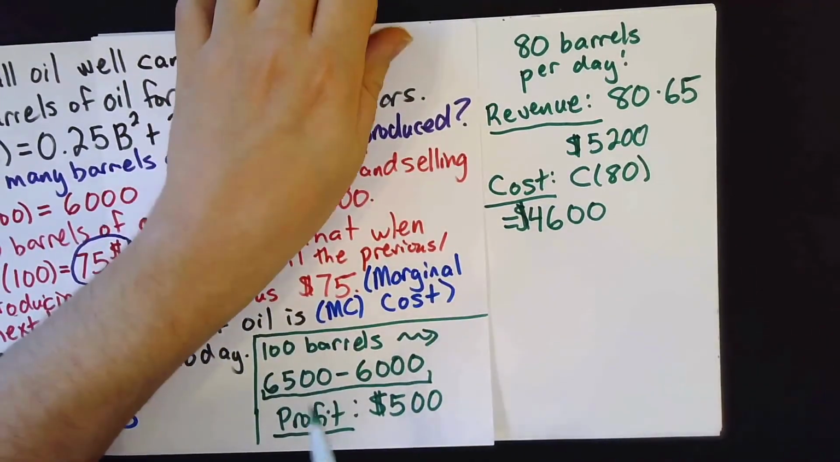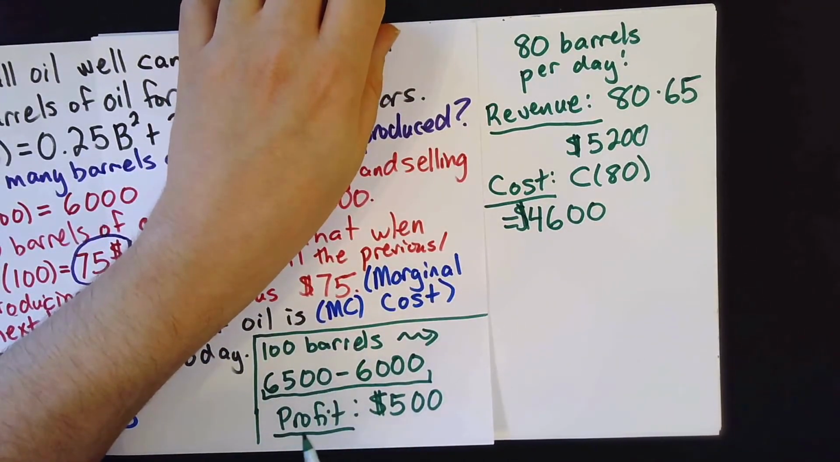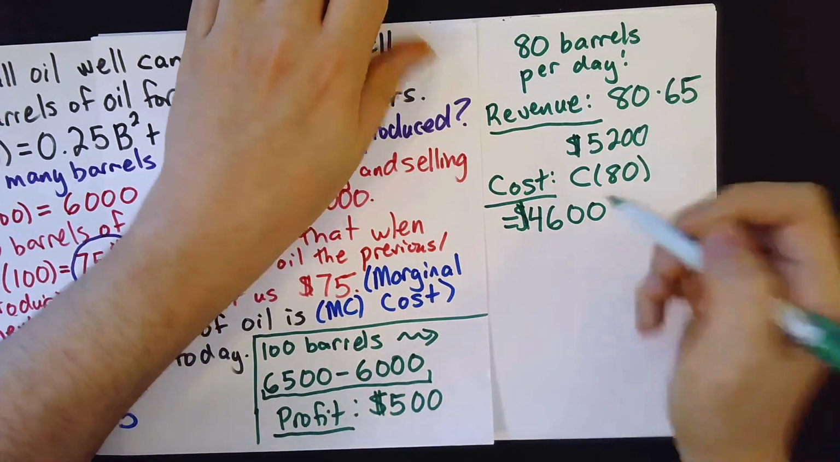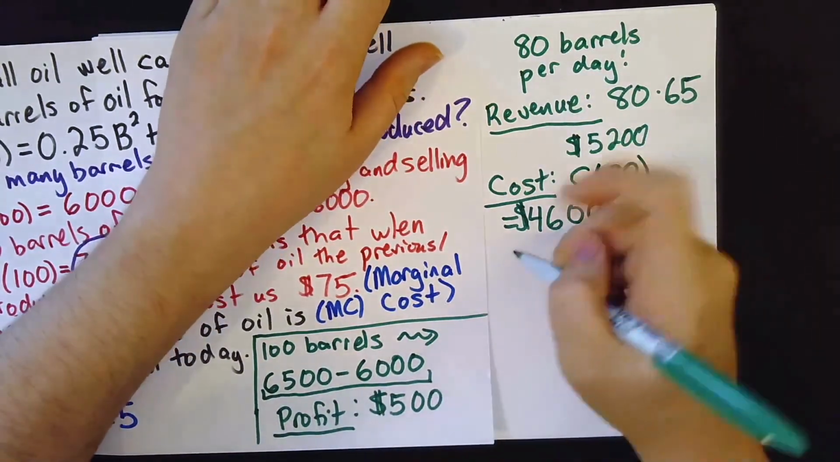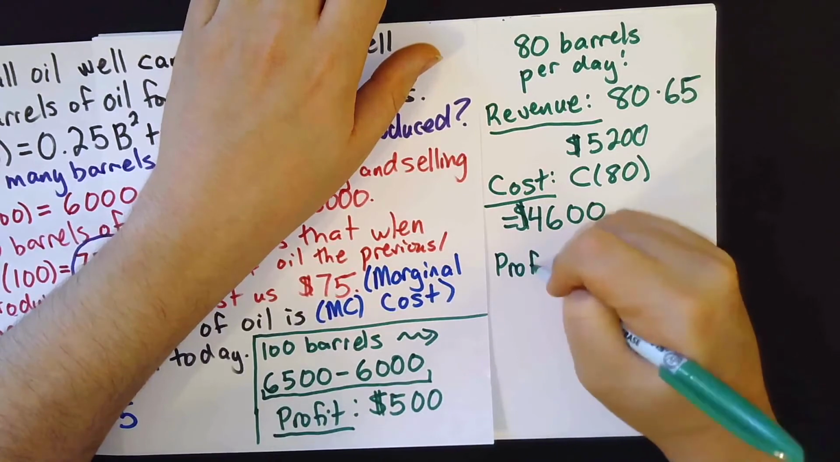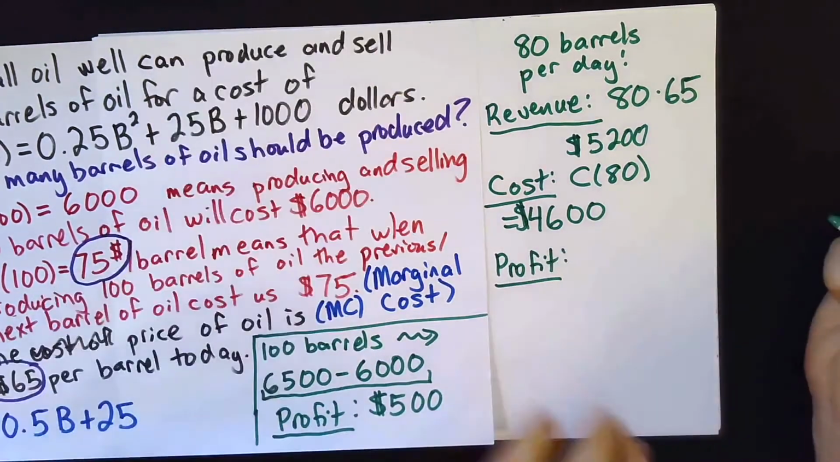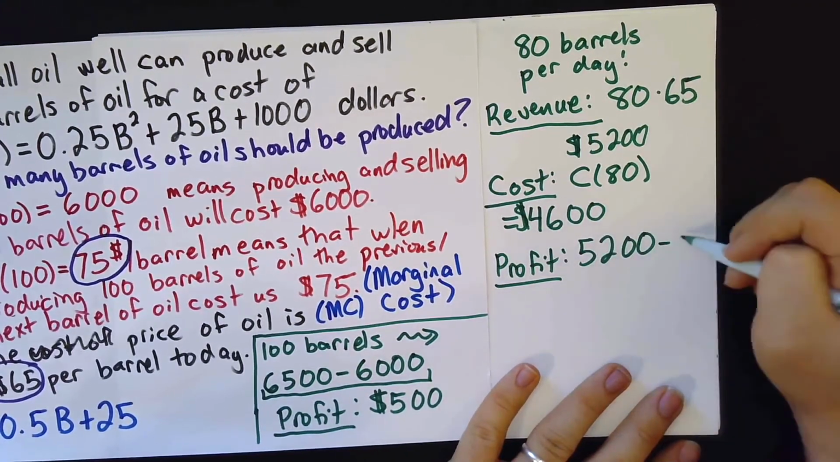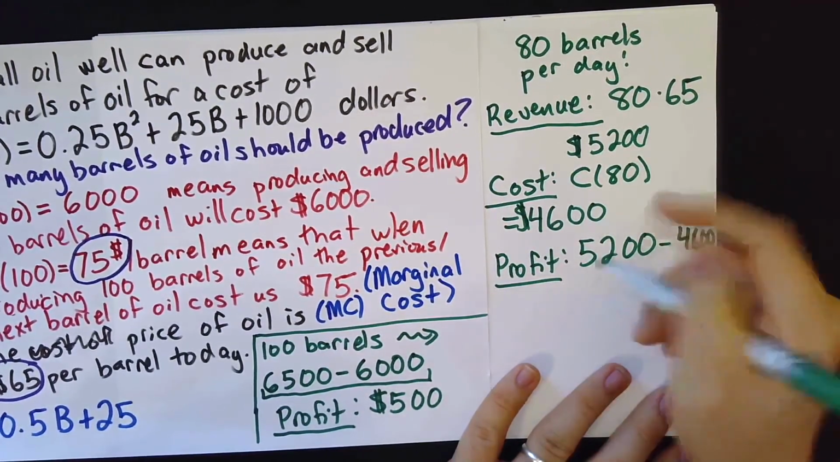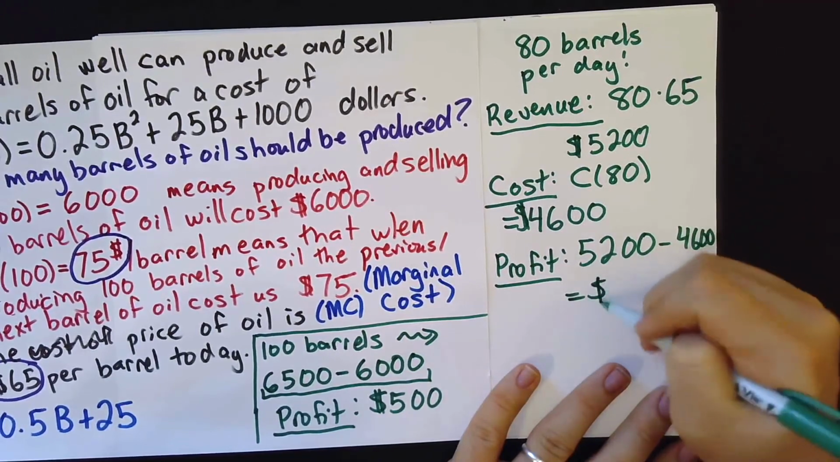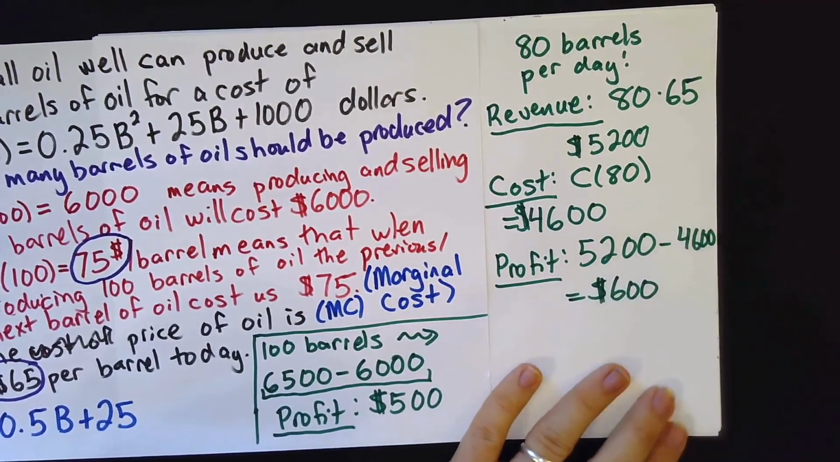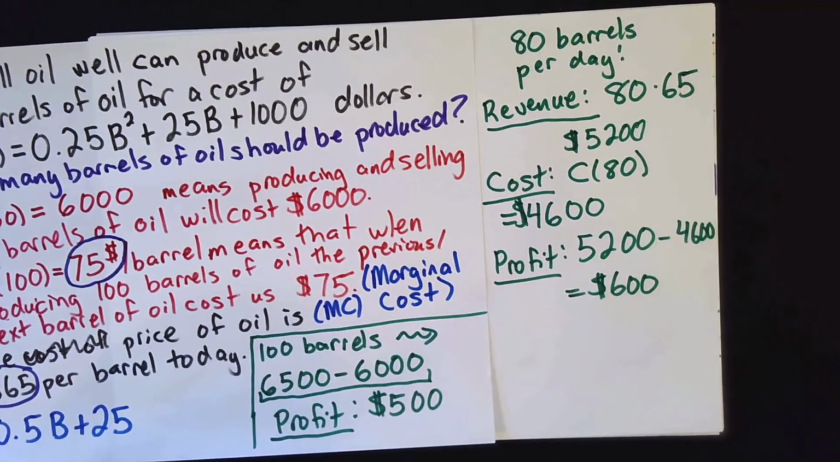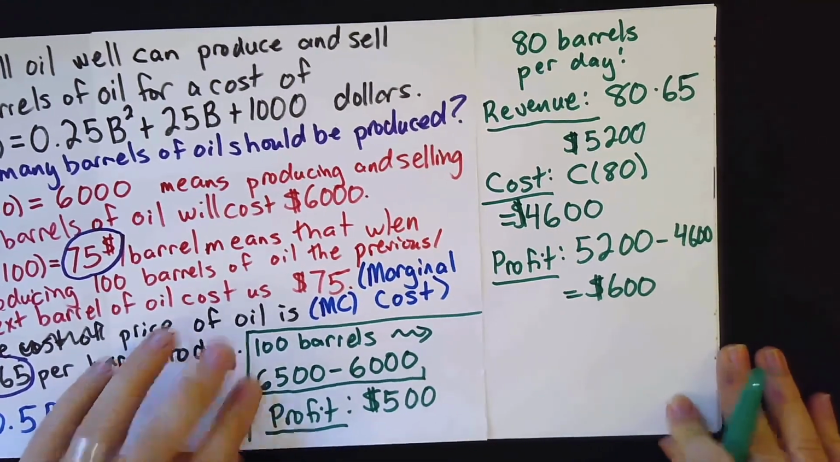So on the 100 barrel a day paradigm, we were making $500 a day. On the 80 barrel per day paradigm, we're making a profit of 5,200 minus 4,600, which is $600 per day. So by changing how many barrels of oil we produced, we were able to change our profits and increase them by $100 a day.